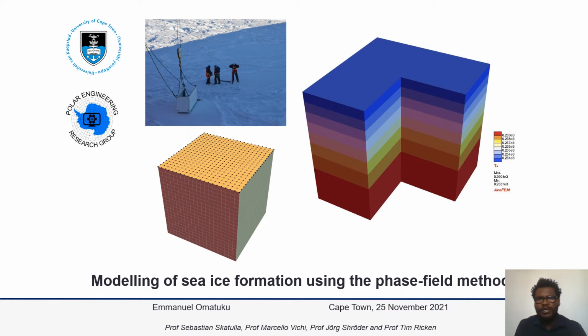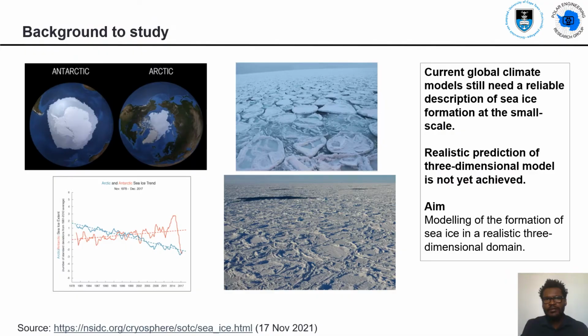I'll be talking about my research, which is about the modeling of sea ice formation using the phase field method. Sea ice is an important component of the global climate system. As a result, predictive climate models have to incorporate its processes into their algorithm. However, these models fail to account for the internal processes of sea ice, in particular sea ice formation.